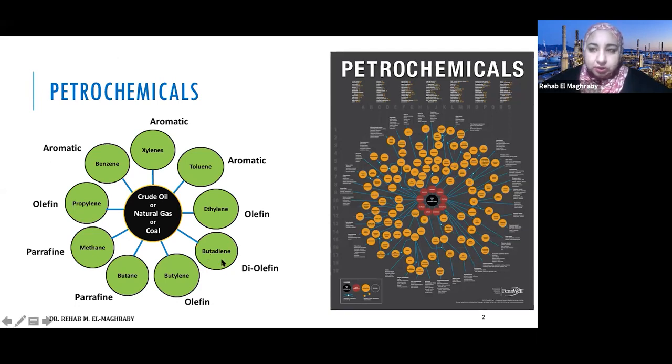Butadiene also is a diolefin. It can also be extracted from butane. The three other things, which are benzene, xylene, and toluene, which are aromatics, cannot generally be extracted in a direct way or using conventional ways from natural gas.